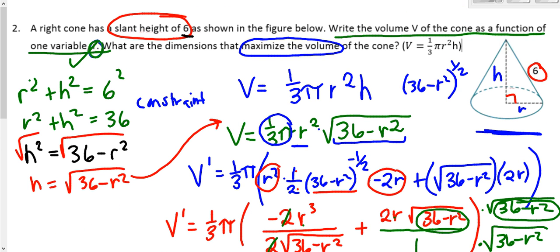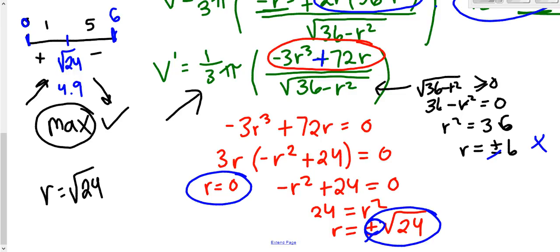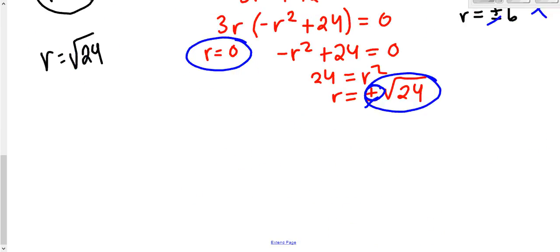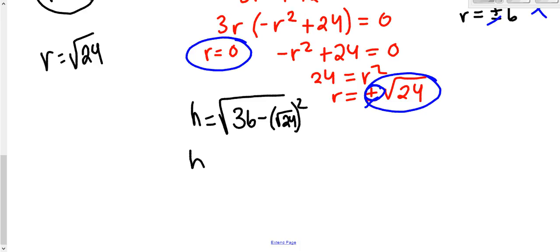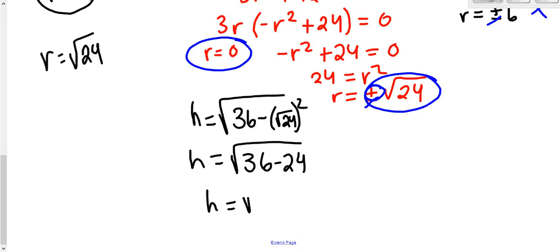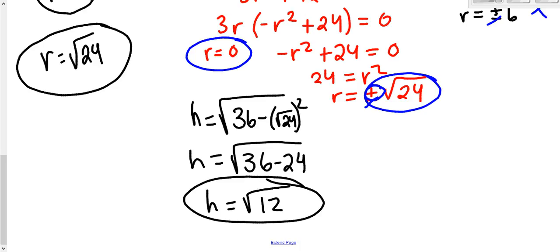Now I need to figure out height. So I'm going to use this equation. Height is the square root of 36 minus r squared. So height is the square root of 36 minus the square root of 24 squared. So height is the square root of 36 minus 24, which is the square root of 12. So there's my height, there's my radius, and that's my problem.